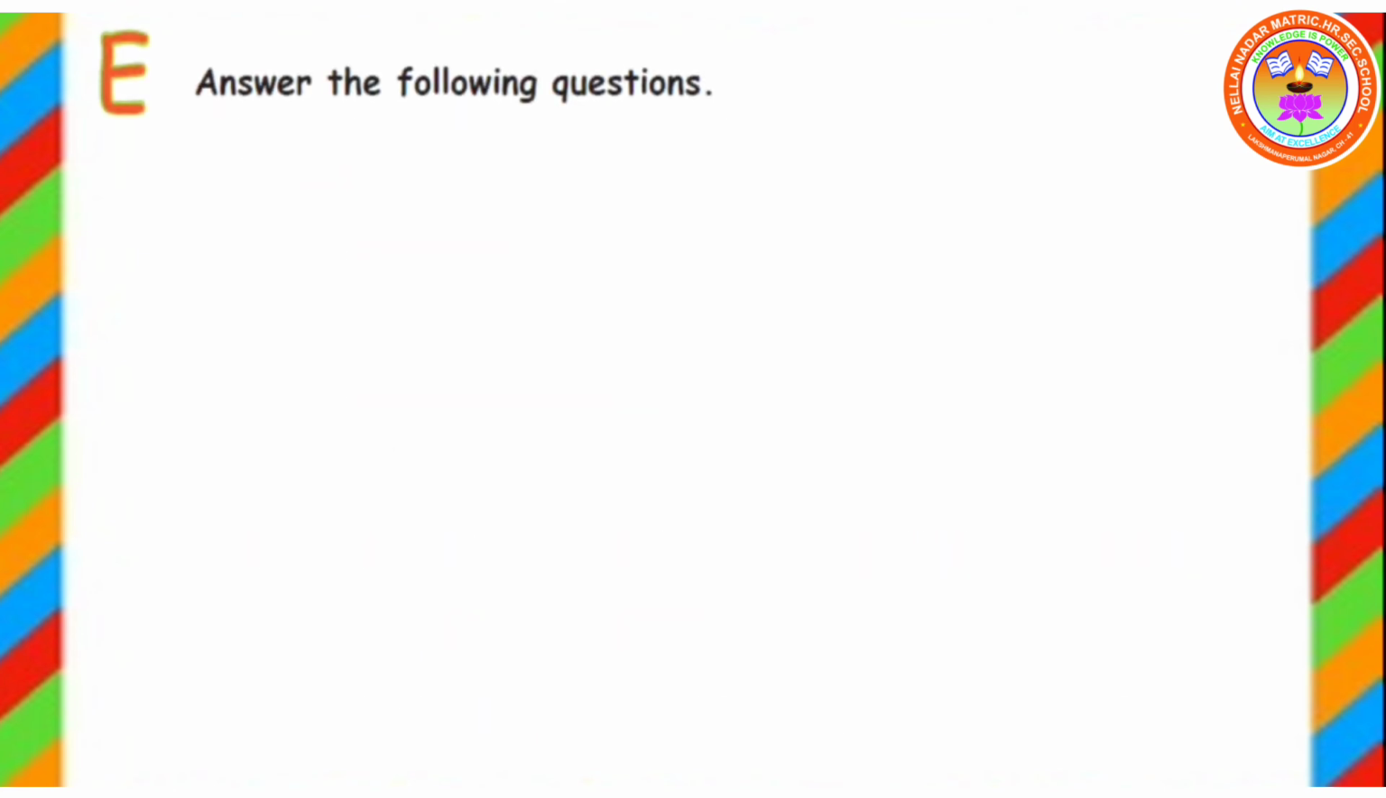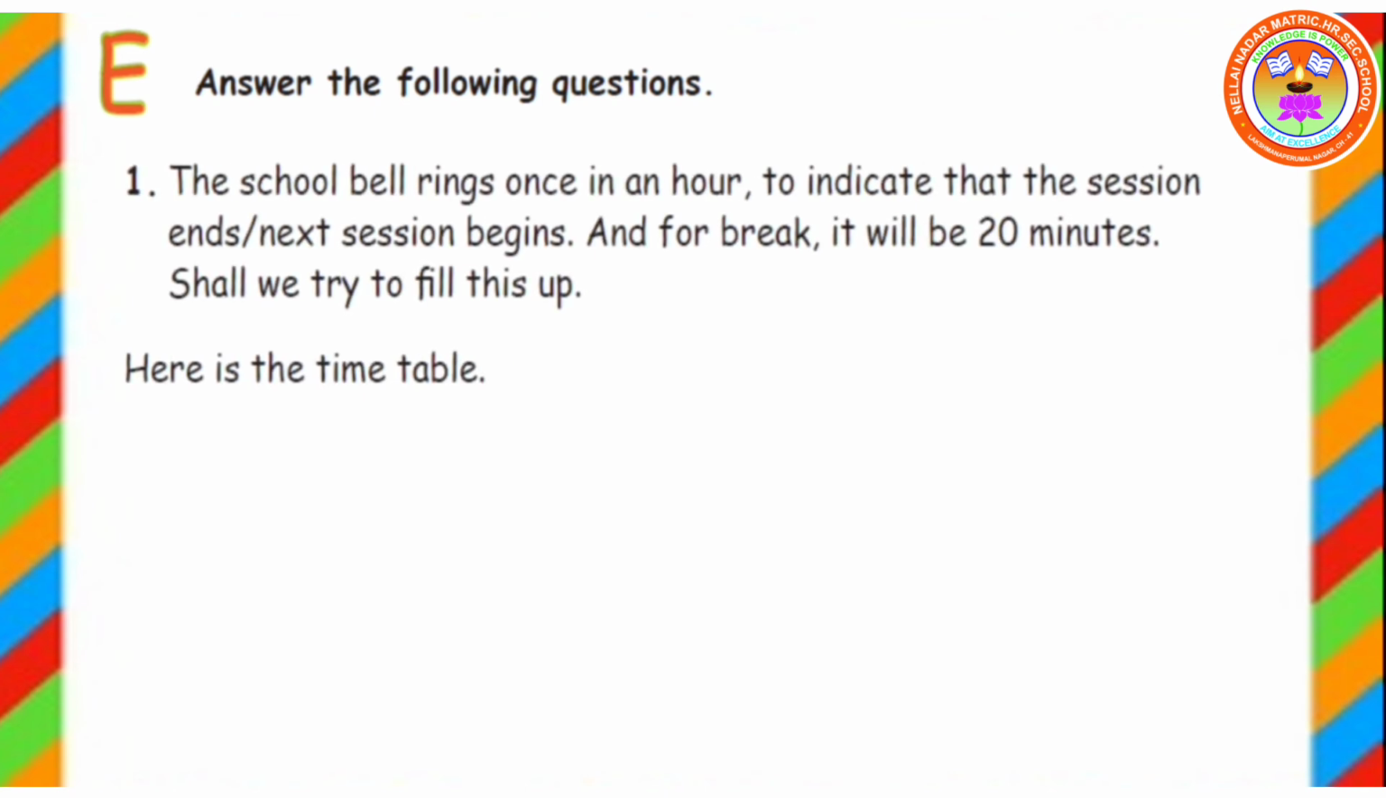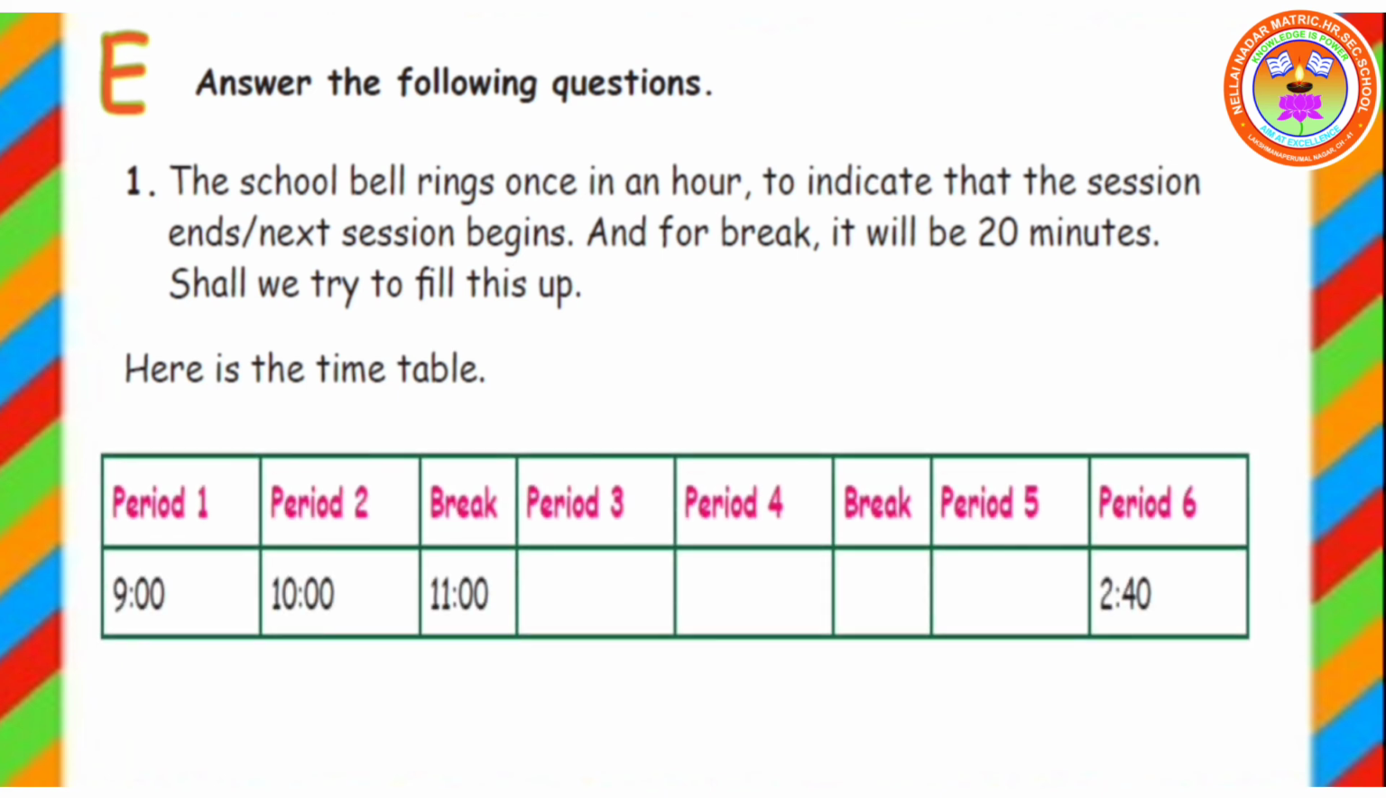Answer the following questions. The school bell rings once in an hour to indicate that the section ends and the next section begins. And for break, it will be 20 minutes. Shall we try to fill up? Here is a timetable. Period 1, 9 o'clock. Period 2, 10 o'clock. Break, 11 o'clock. 1 hour difference. After the break, they are giving 20 minutes time. For break, 20 minutes time.